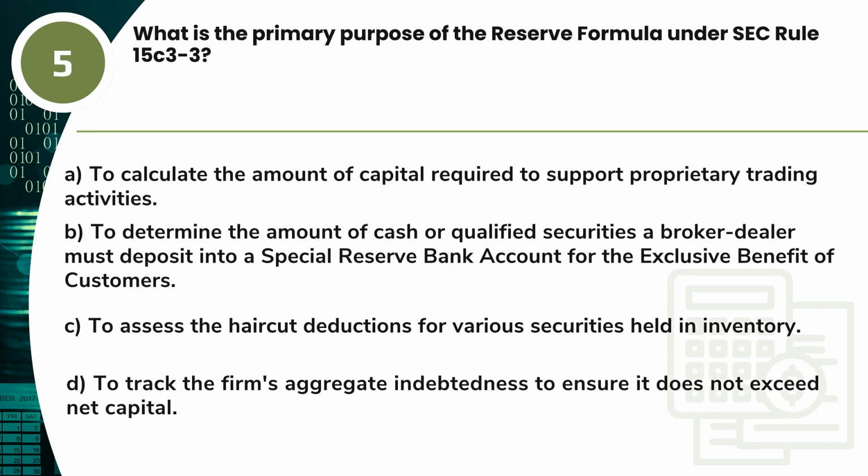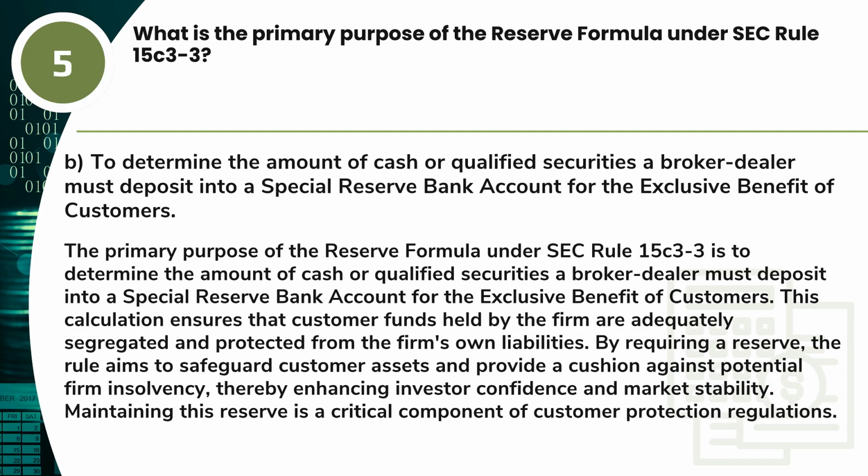Question 5. What is the primary purpose of the reserve formula under SEC Rule 15c3-3? A. To calculate the amount of capital required to support proprietary trading activities. B. To determine the amount of cash or qualified securities a broker-dealer must deposit into a special reserve bank account for the exclusive benefit of customers. C. To assess the haircut deductions for various securities held in inventory. D. To track the firm's aggregate indebtedness to ensure it does not exceed net capital. Answer: B. To determine the amount of cash or qualified securities a broker-dealer must deposit into a special reserve bank account for the exclusive benefit of customers.